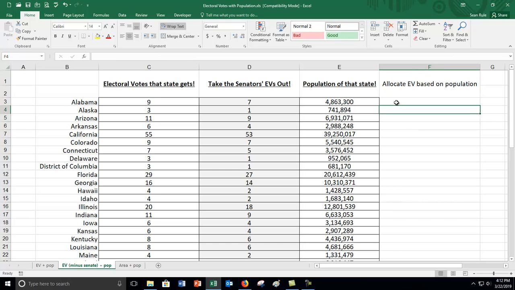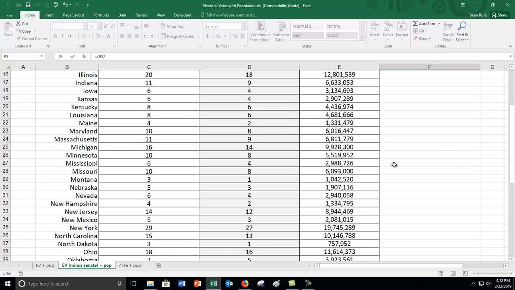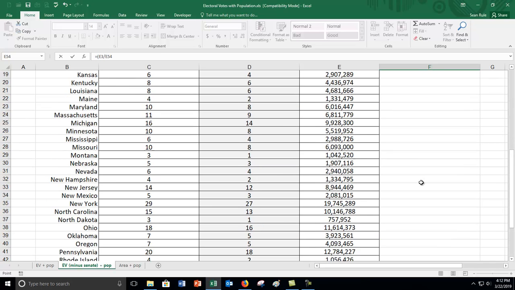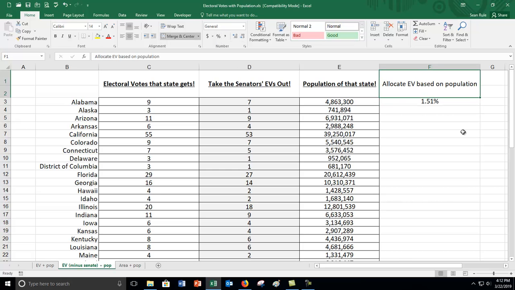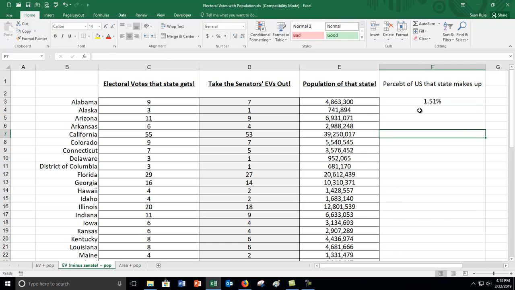What I'm going to do is form a proportion of the Alabama population over the total population of the United States. That's the fraction. I'm going to hit enter here and then go back. That's the fraction of the United States Alabama makes up. Okay. Actually, let's make two columns. Let's call this percent of U.S. that state makes up. That's terrible English, but I think it gets the point across.